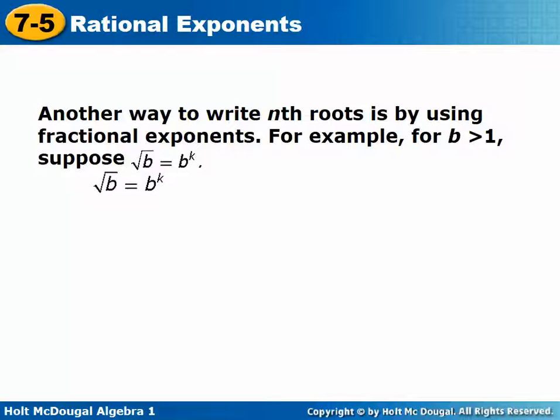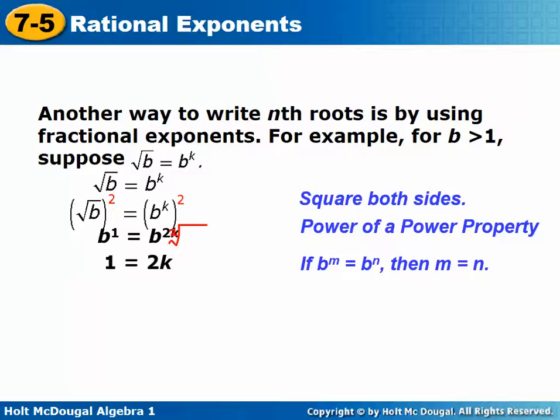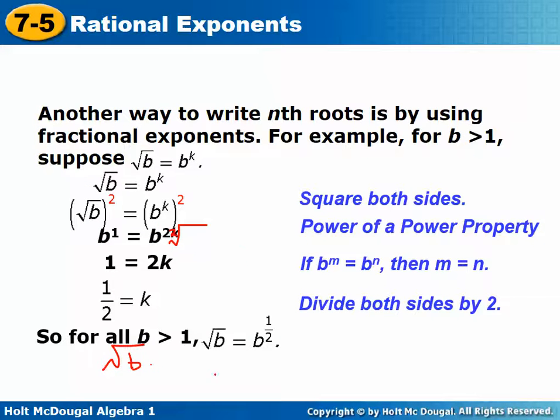For example, if b is greater than 1, let me go through this a little further. We can square both sides, and b to the 1 equals b to the 2k. And then we can solve this, and we find this is a long way of saying that the square root of a number is equal to that number to the 1/2 power.